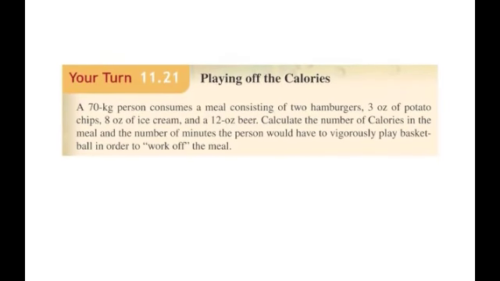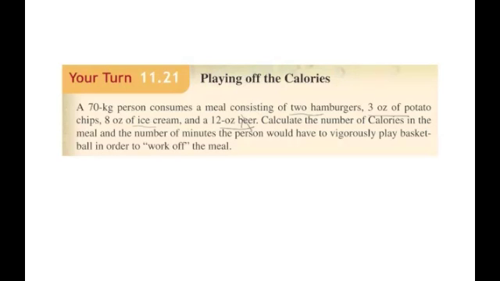The bottom line here is the calories are in the chemical bonds of the food. The more food you eat, the more calories you consume, and so you just want to calculate what you have to do to burn off this type of food. So in this example, a 70 kilogram person consumes a meal consisting of 2 hamburgers, 3 ounces of potato chips, 8 ounces of ice cream, and a 12-ounce beer, well, let's say soda. Calculate the number of calories in the meal and the number of minutes the person would have to vigorously play basketball in order to work off the meal.